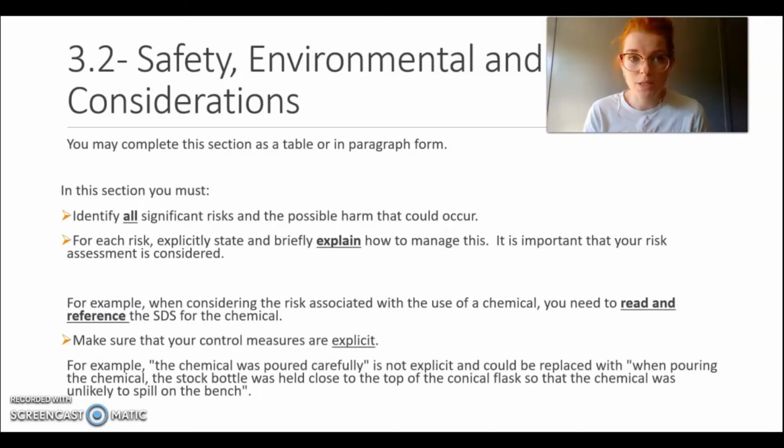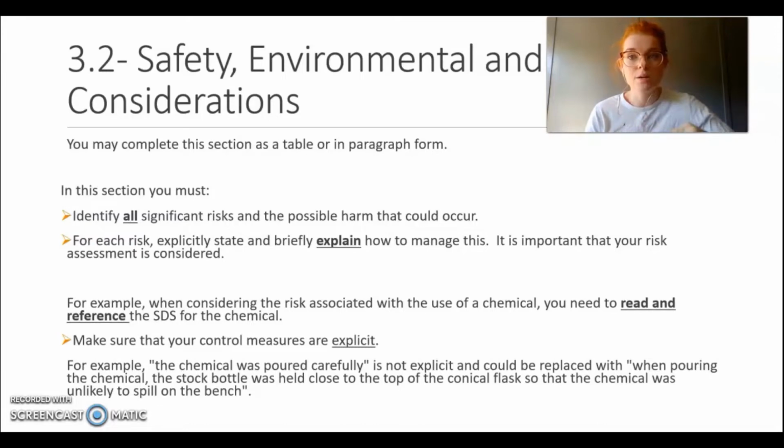The second part, 3.2, is safety, environmental and ethical considerations. This can be done in a table or paragraph form. Either is fine. In this section, you need to identify all significant risks and possible harm that could occur doing this experiment. For each risk, you need to explain how to manage it.